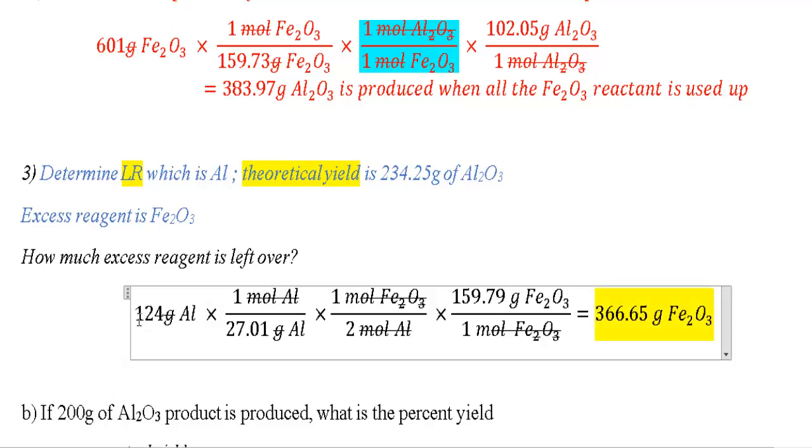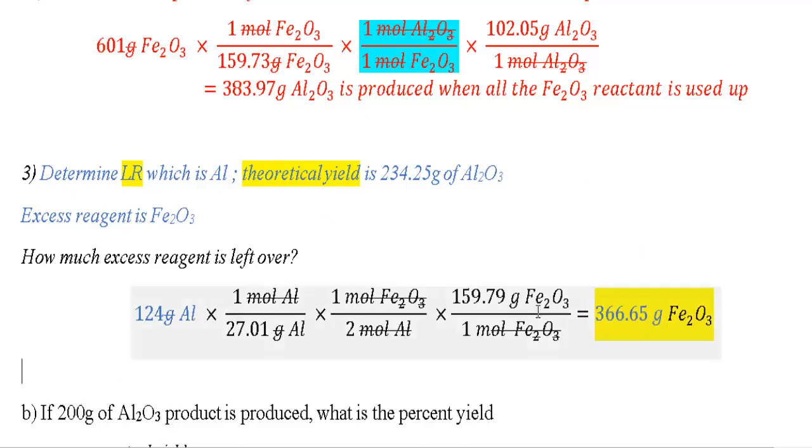So remember, Al is the limiting reagent, so 124 grams of Al will react only with 366 grams of Fe2O3. That amount reacts with this amount to give you your theoretical yield of 234.25. The limiting reagent sets the limit on everything. It sets the limit on how much you produce, your theoretical yield. Your limiting reagent also determines how much of the excess reacts.